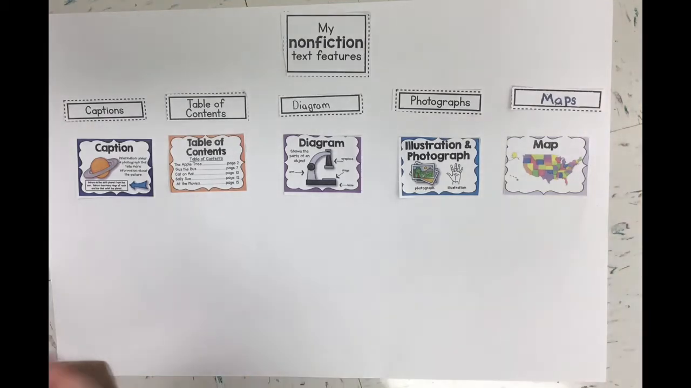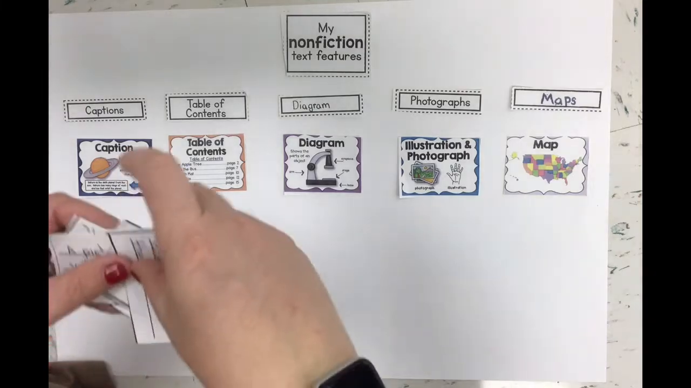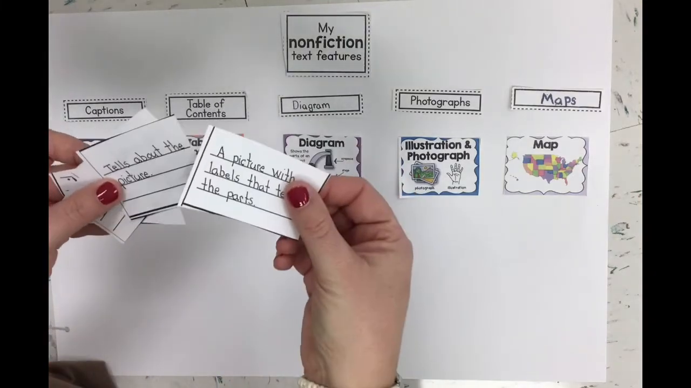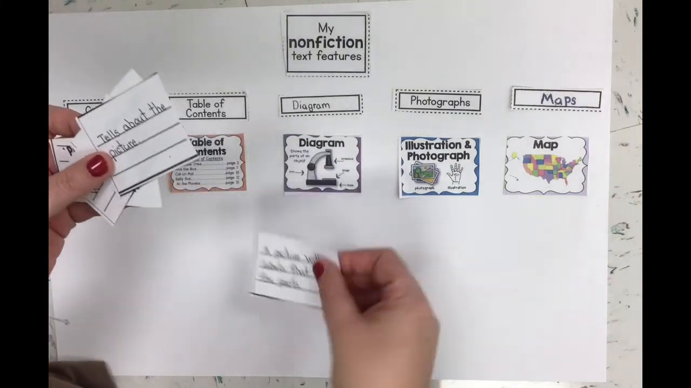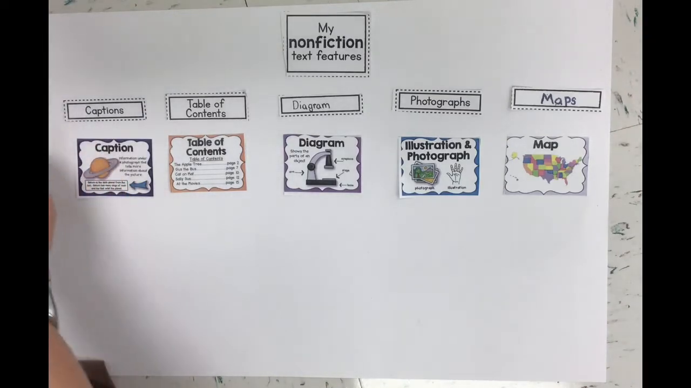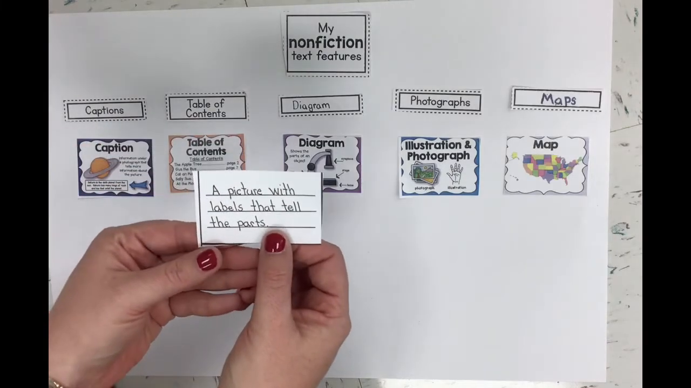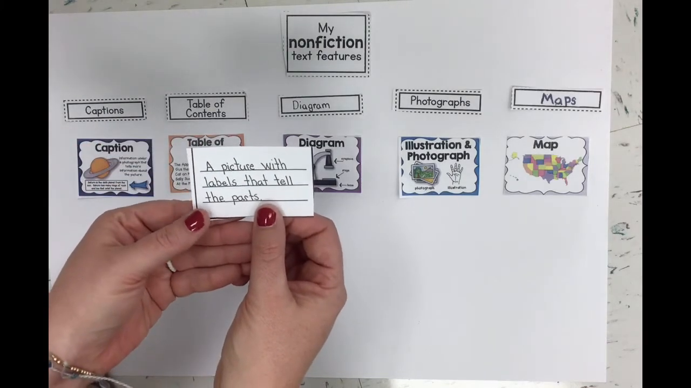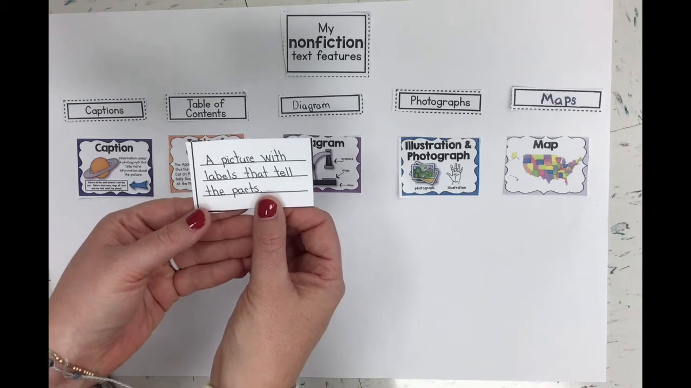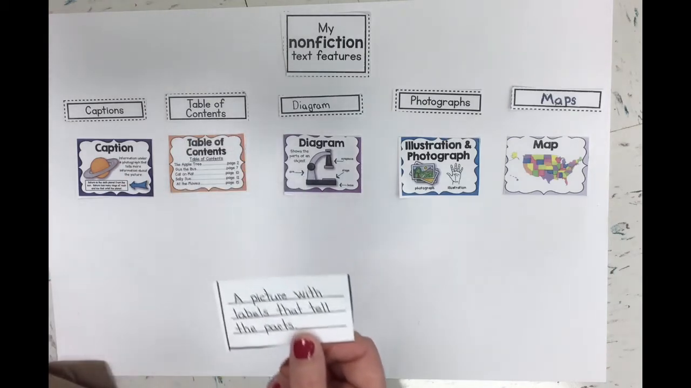Now the last thing I have are these rectangles that have sentences in them. And they're the definition of each of our text features. So I'm just going to take the first one on the top. If you want to find yours that looks like mine, that's okay. This says, a picture with labels that tells the parts.